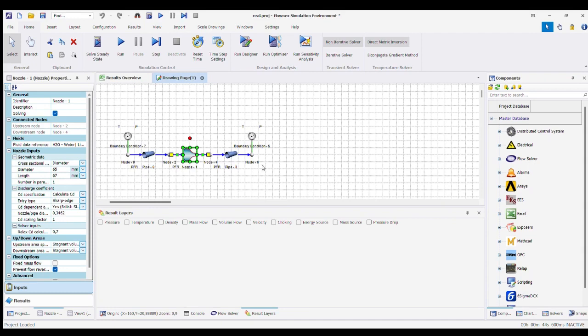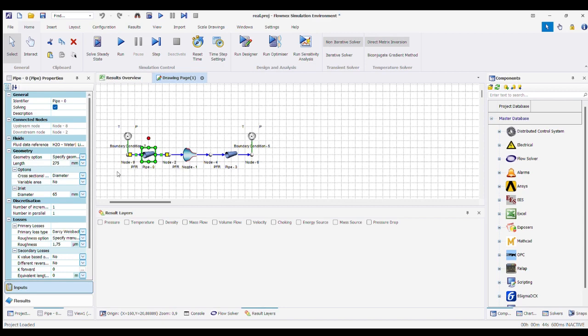This is the system that was used to investigate Bernoulli's equation. Pipe 0 represents the inlet pipe of 65 millimeters and a length of 275 millimeters, with a PVC manufactured material with a roughness of 1.75 micrometers.